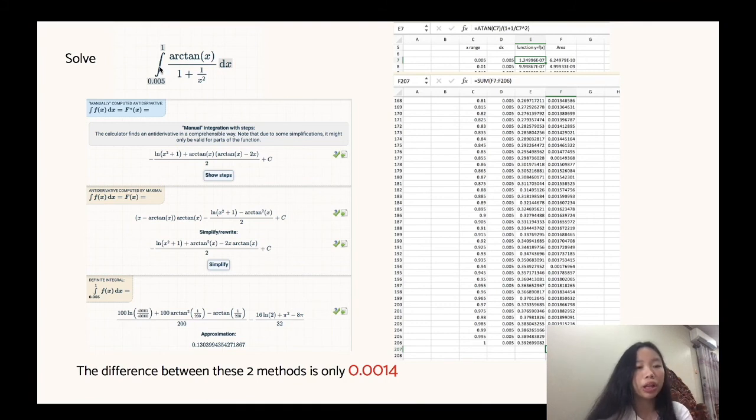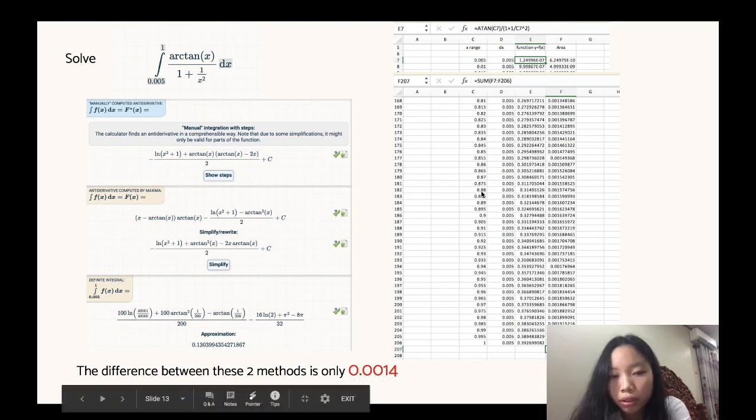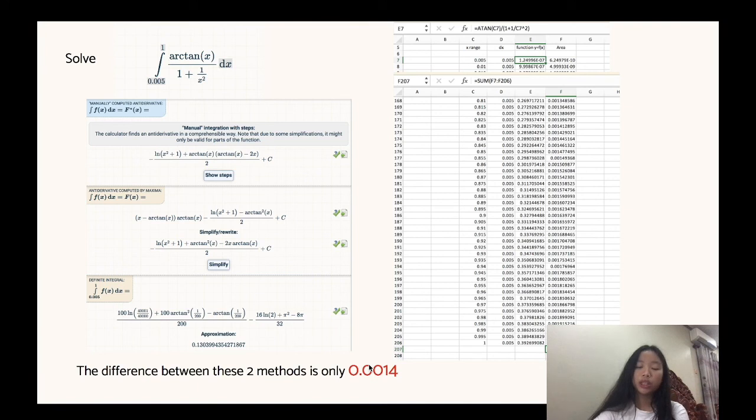Solve the integral of tan x over 1 plus 1 over x squared between 0.005 and 1. In this one, I use an even smaller dx, which is 0.005, and the answer for the problem is 0.13138, and the actual answer is 0.130399, and the difference is only 0.0014, which is very, very small.